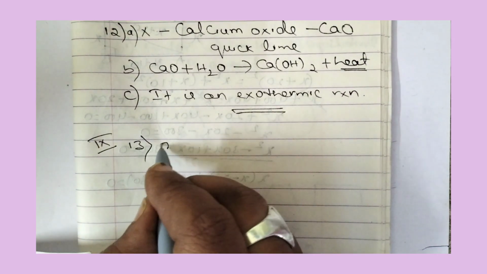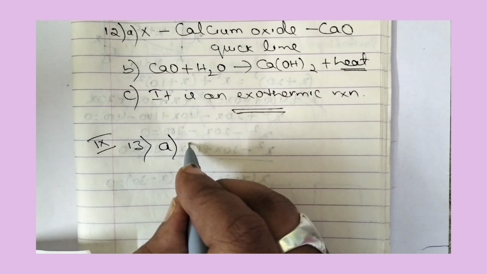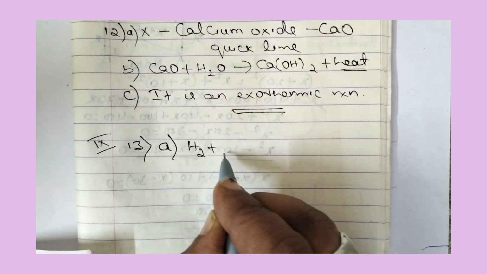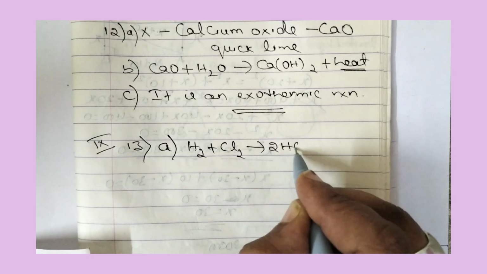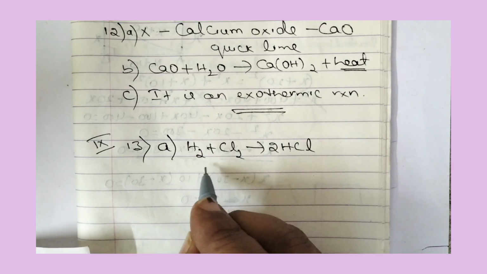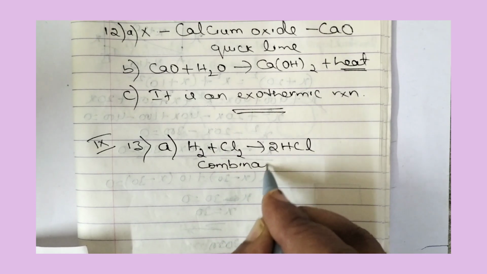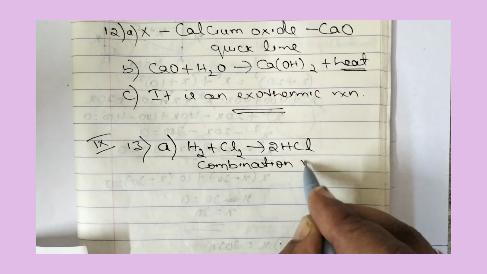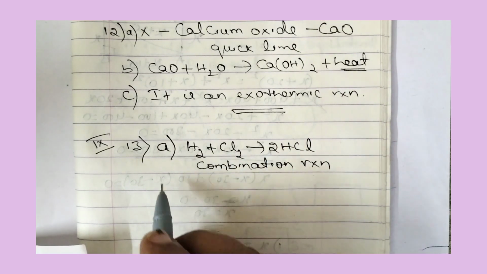In 13A, hydrogen reacts with chlorine, that is H2 plus Cl2 gives rise to 2HCl. This is the balanced equation. What type of reaction is it? It is a combination reaction because two reactants combine together to form a single product.